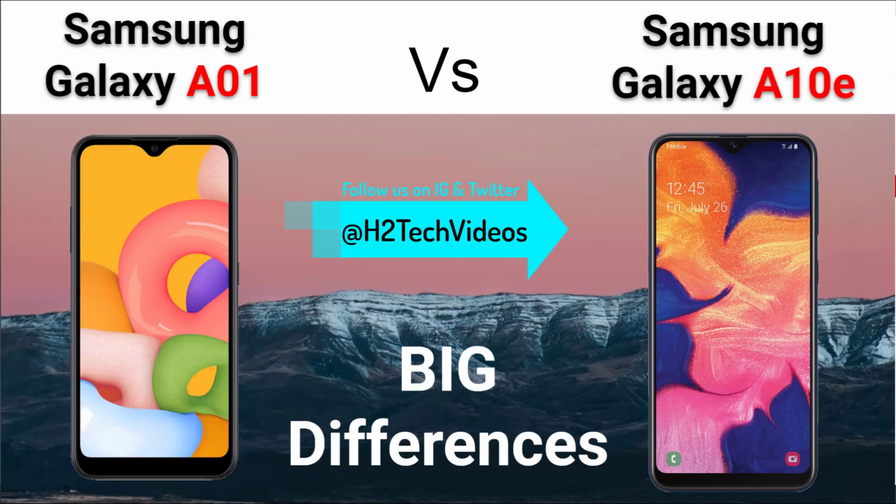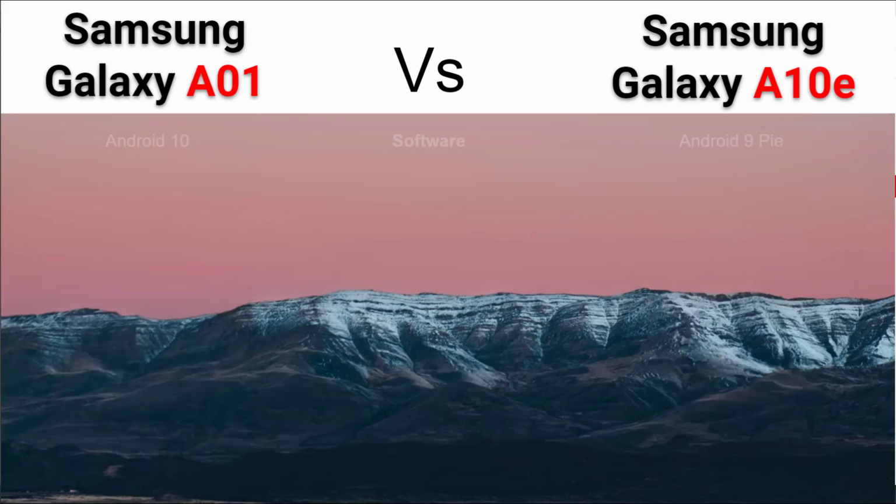Today we're going to be going over the big differences between the Samsung Galaxy A01 and the A10e. Let's go ahead and jump right in. We always start with the software. Now the A01 did come out this year and the A10e came out last year, so it makes sense why the A01 has a newer version, Android 10, versus the A10e still has the Android 9 software and has not received an update.